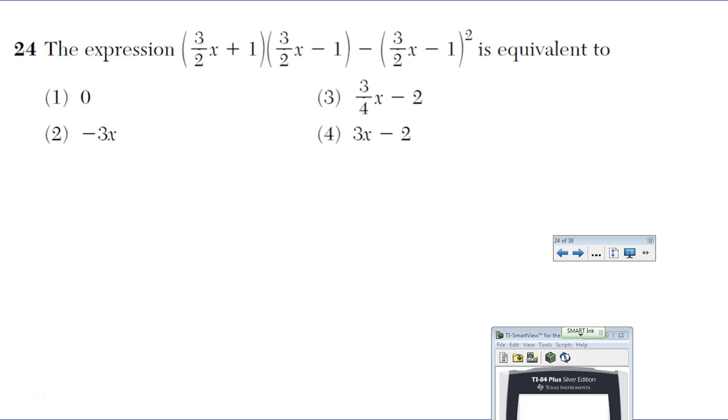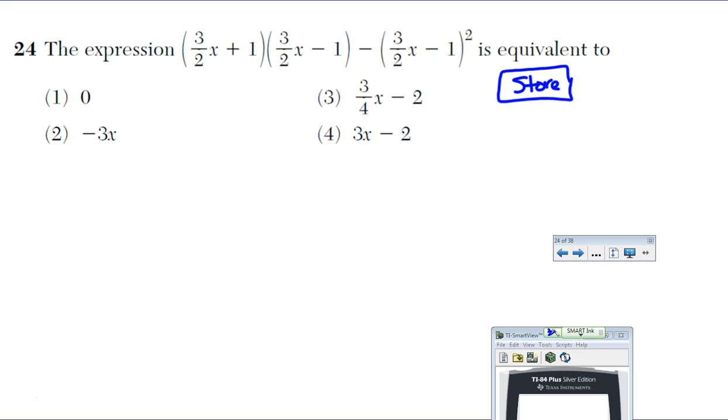Question 24. The expression, okay, all of that, is equivalent to which choice? Now this definitely looks a little intimidating. Most of you guys will probably like to do the store technique. So definitely consider doing the store technique. I am not going to do that right now. You can do that on your own. It will work. There will be only one match. I'm going to do it the real way to show you.